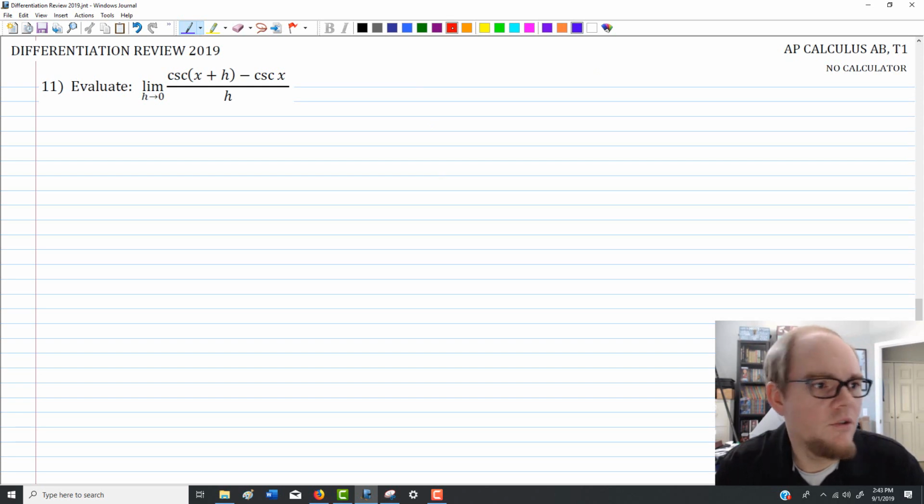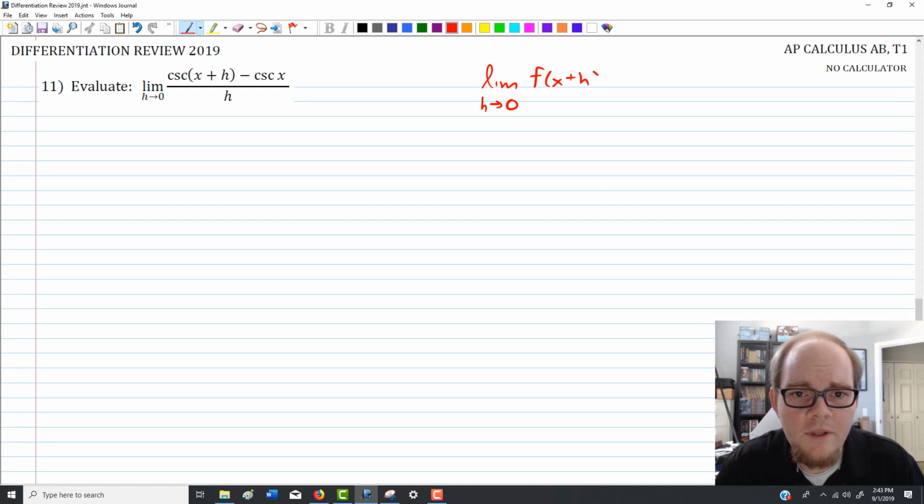Next, that brings us to question number 11. We've already talked a little bit about evaluating the limits of a difference quotient. In this particular case, though, we've got a different structure, one involving an h. So I'm just going to think about which one looks like that. The traditional limit definition is the limit as h goes to 0 of f of x plus h minus f of x, all over h.